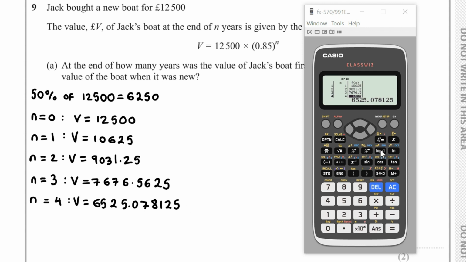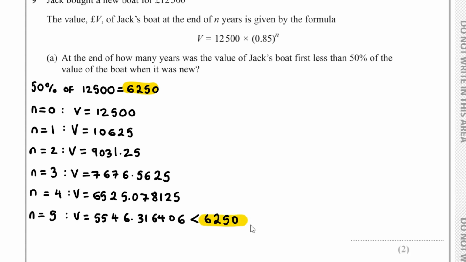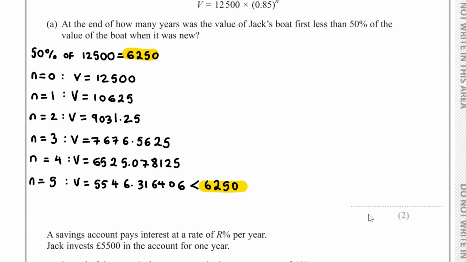8125. And when n is 5, V is equal to 5546.316406. Now, what you'd also find here, this value here is less than this value here. So this is less than the 6250 that we found over here. And therefore, you can see it will take 5 years.